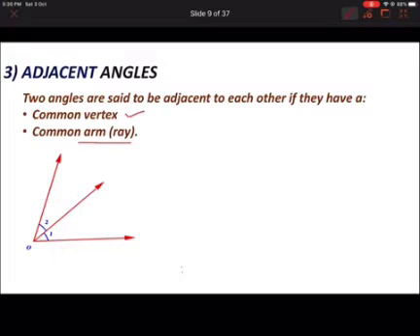Children, here you understood. The common vertex in this case is O, and the common arm is this arm. You can see this arm. Okay, this is the common arm. So the angles are angle 1 and angle 2. These angles are called adjacent angles because they have a common vertex O and a common arm, let us call it OB. Between the two angles, OB is the common ray and O is the common vertex.